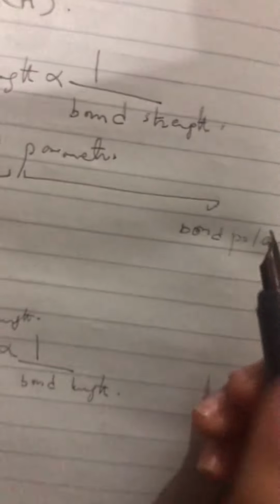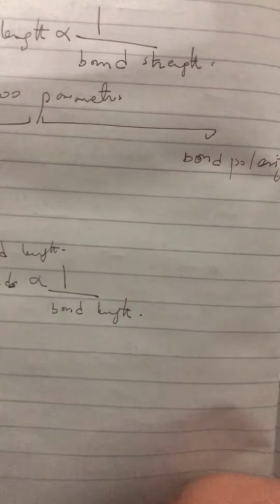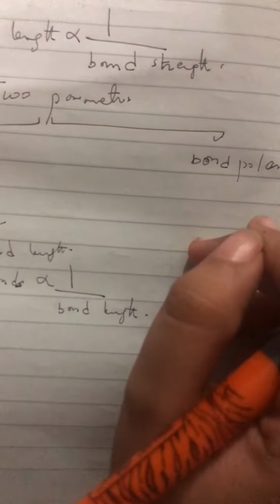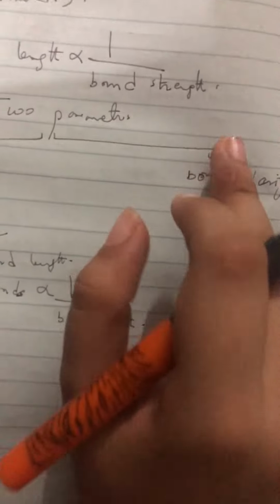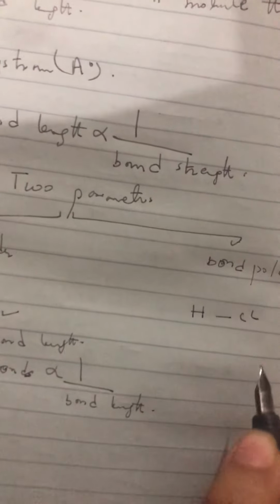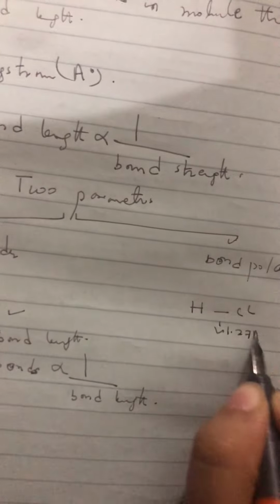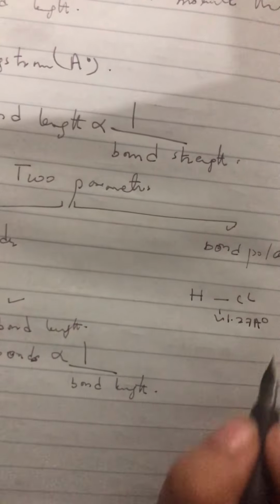After that, if we talk about bond polarity, bond length depends upon the bond polarity. How? We have hydrogen and chlorine, and the bond length is 1.27 angstrom. This is the bond length of hydrogen and chlorine.